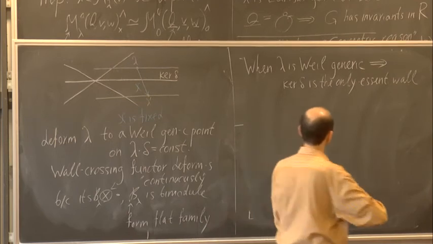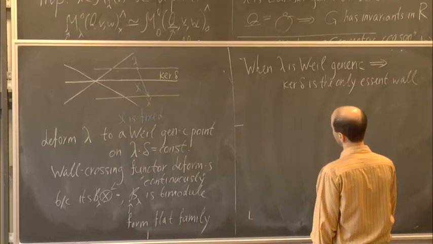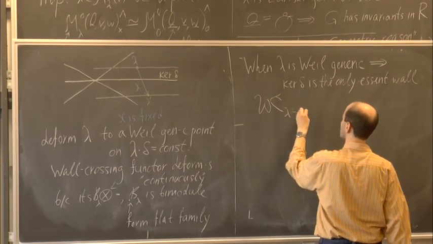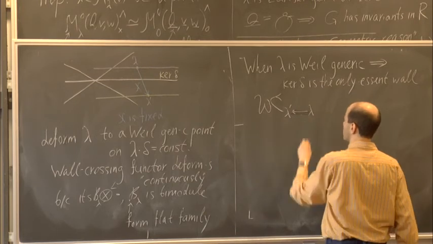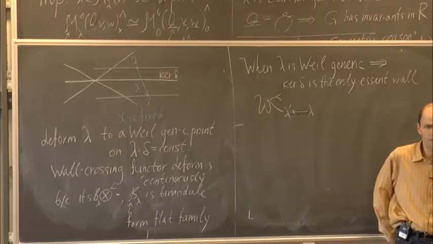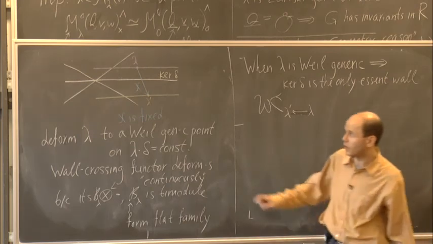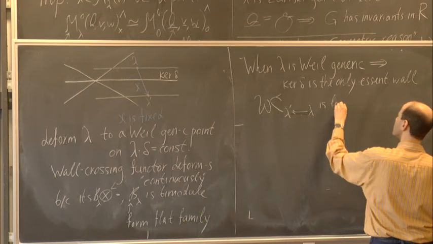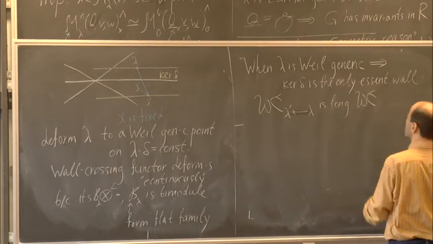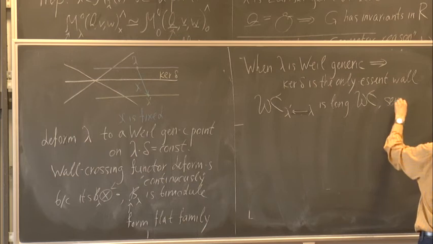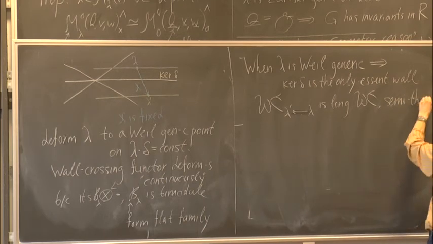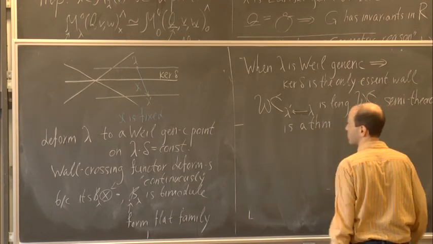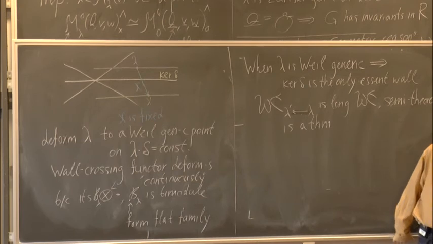Now, once Ker delta is the only essential wall, the corresponding wall crossing functor is a wall crossing functor which crosses all walls which are essential, and so it's a long wall crossing functor, which is governed by the Semmes theorem. Well, the Semmes theorem in this case is a theorem. It's an actual theorem, it is proved.